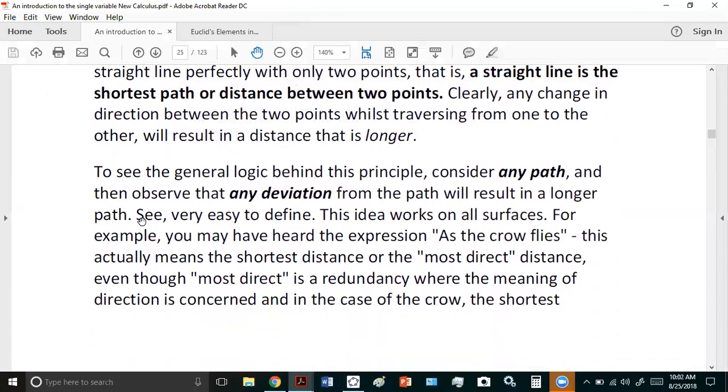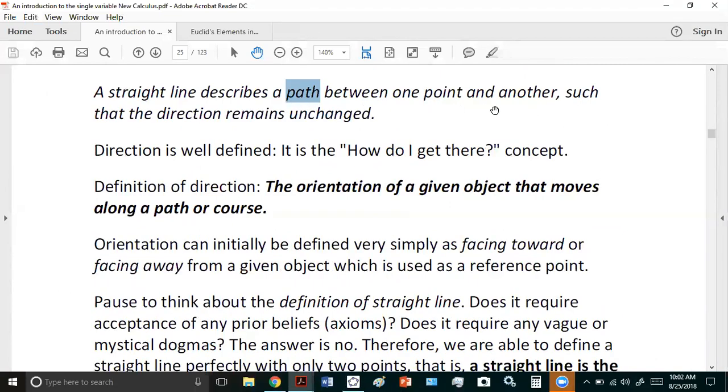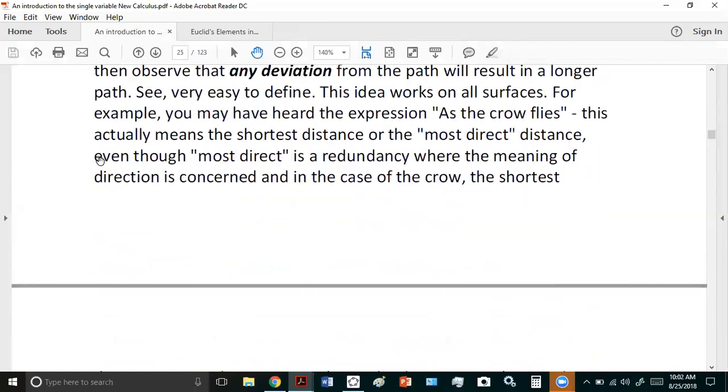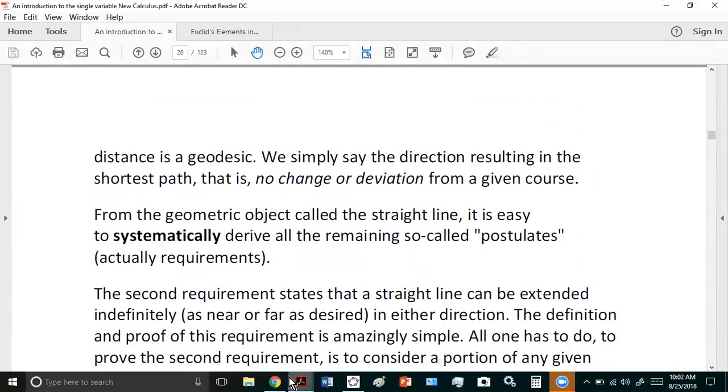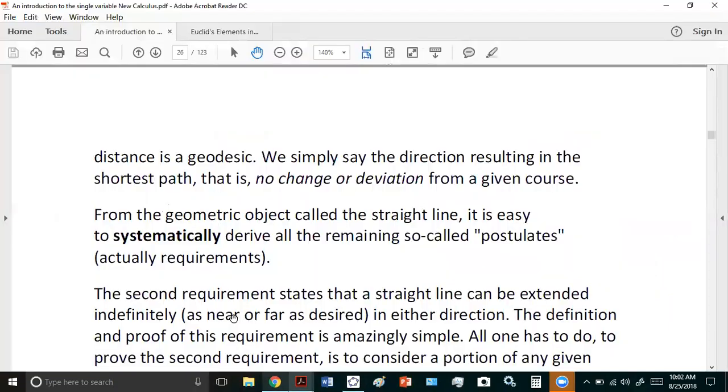Really, that's all that a straight line is. It describes a path between one point and another such that the direction remains unchanged. Very easy to reify, no problem at all. And that takes care of this requirement here, to draw a straight line from any point to any other point. And the next, we want to know if it's possible to produce a straight line indefinitely. In other words, to stretch it or extend it or shorten it. And we can do that also.